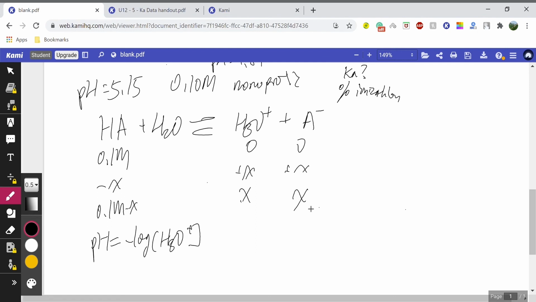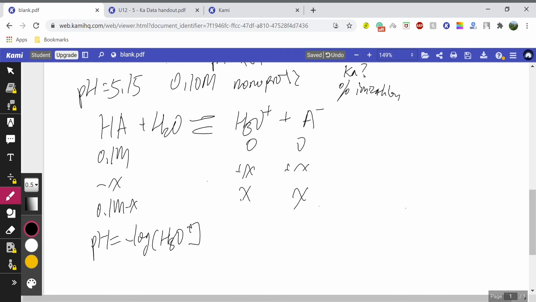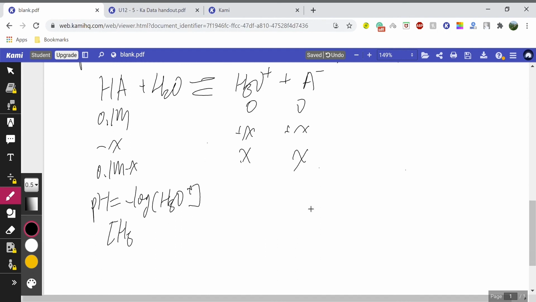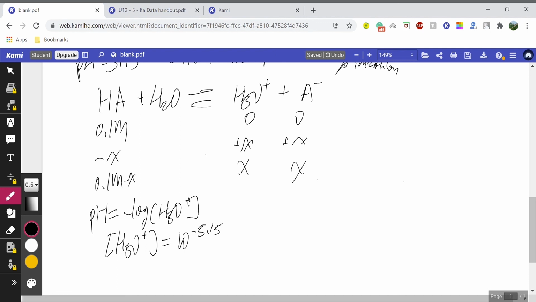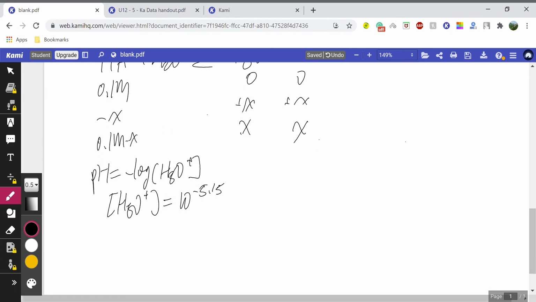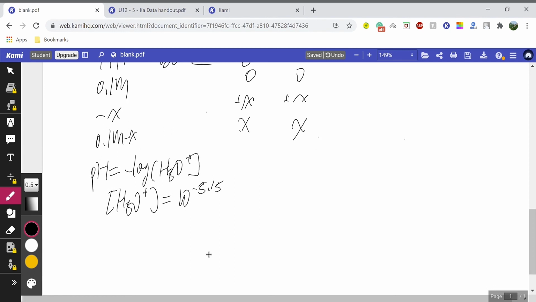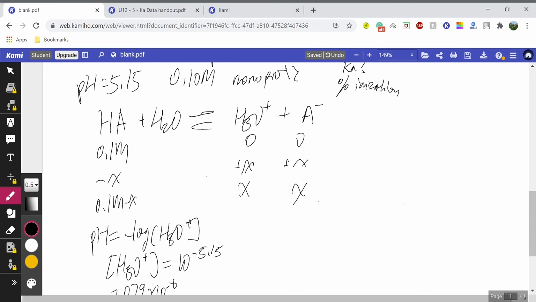Okay, now we're here, we can find pH is equal to negative log of H3O plus, and we can find H3O plus by using the reverse formula, which is 10 to the negative pH power. pH we're given as 5.15. So what is our concentration of H3O plus? 10 to the negative 5.15 is equal to 0.79 times 10 to the negative 6. And this is the concentration of H3O plus at equilibrium, which is X.